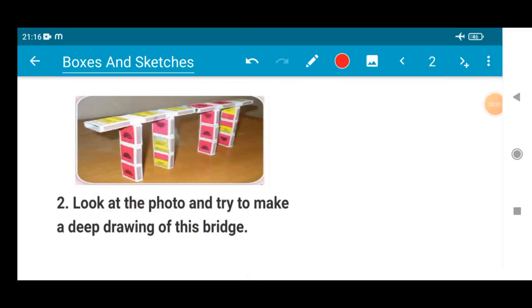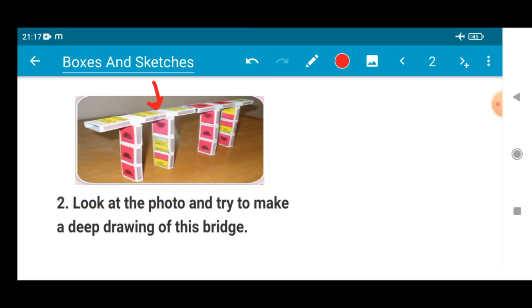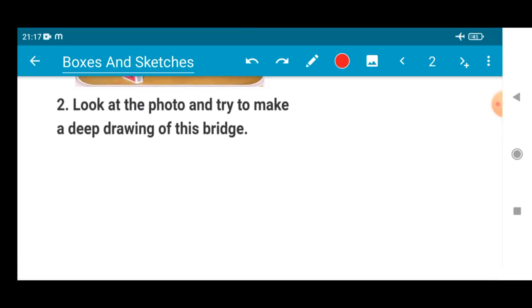Alright, the next question is: look at the photo and try to make a deep drawing of this bridge. In our earlier class also we have drawn a deep drawing of the given figure, right? So looking at this figure, we have to draw a deep drawing now. Here we have to see the side view. We will not draw only the top view, as a deep drawing indicates the whole portion. If we draw only the top view, we will not be able to draw the side view. Okay, so let us now draw the deep drawing of this bridge.